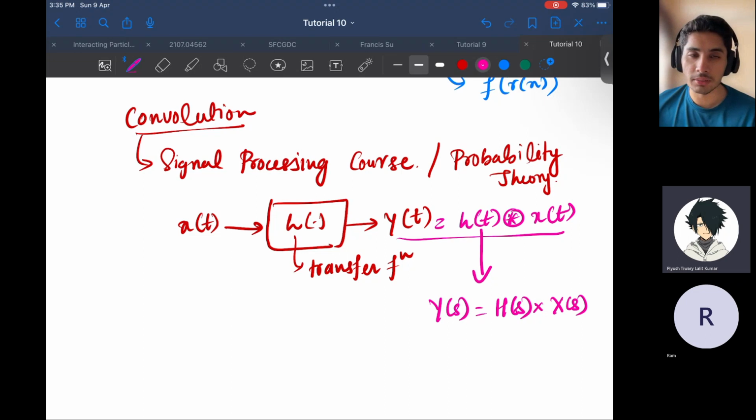If you have some background of signal processing, you would already know this. But if you don't know, it doesn't matter, because there is no need to go into detail about this topic.